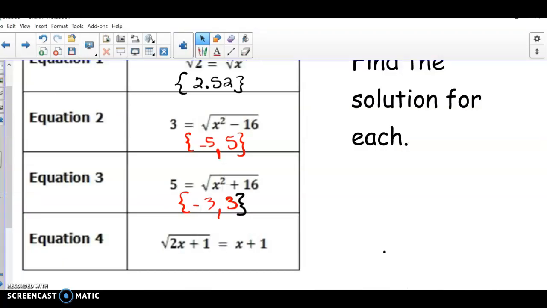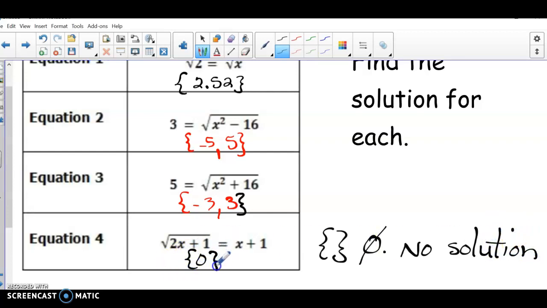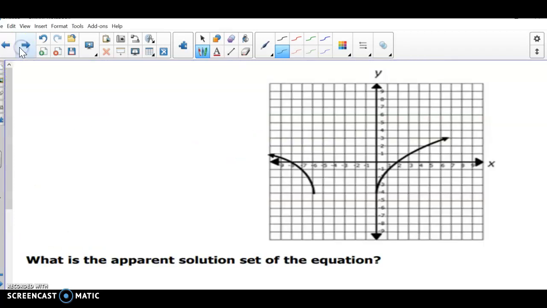That is a solution. If they don't intersect, then the answer you would put on your paper is an empty set from Delta Math, null set, or no solution. But this one did cross and intersect, and it intersected at 0. So make sure you understand the difference in those.